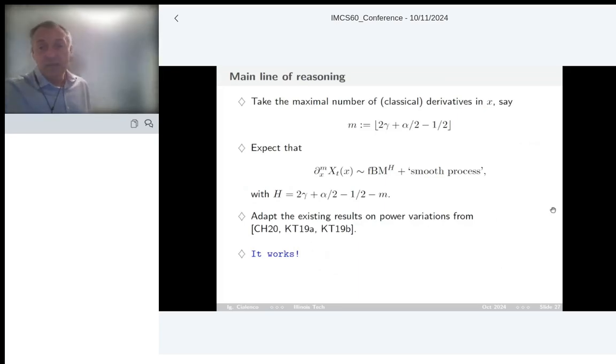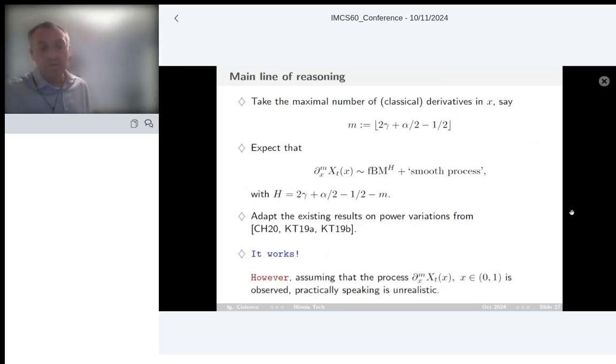The only problem here is, and for somebody who does theory, that's good enough. Statistically, practically speaking, that's not satisfying, because that means I'm assuming that this process, which is the nth derivative in x, is observed, and that's not observable. I don't know of experiments that observe derivatives of any order that I need. Okay, so what can you do? But that's not a problem.